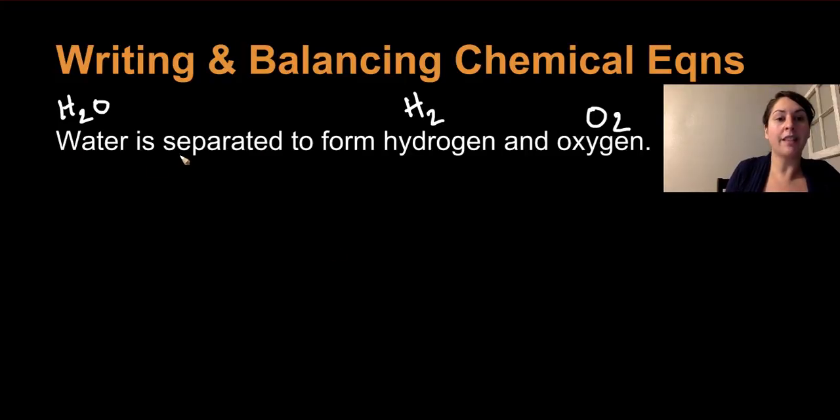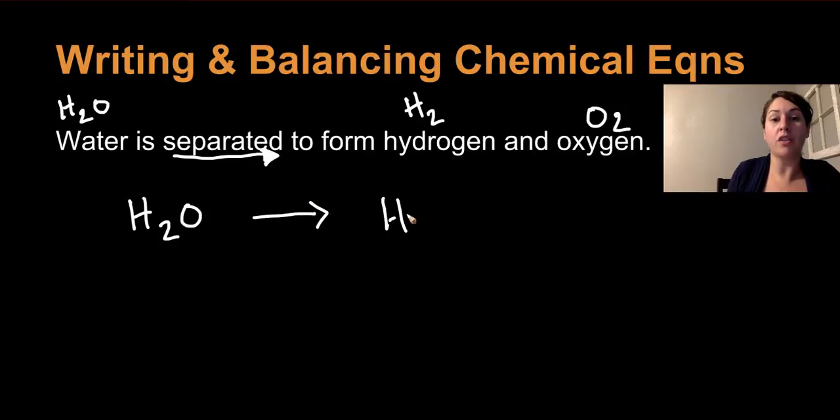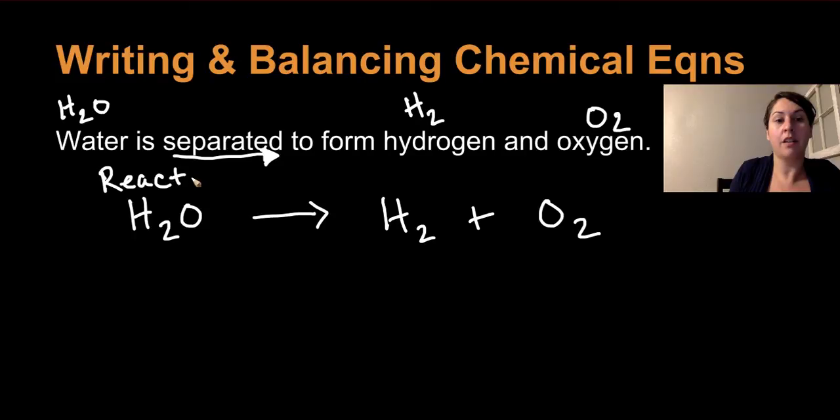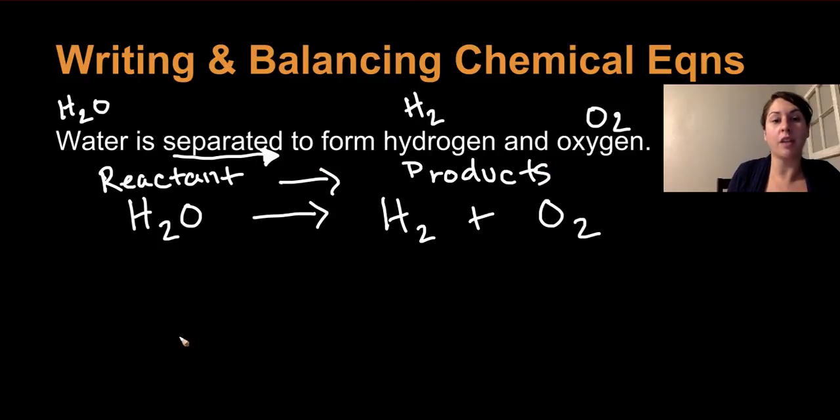Now, it's separated. This is that arrow, okay? So there's different words that can represent that arrow. So I'm going to write H2O is separated or is changed to form H2 and O2. So we see that this is now going to be my reactant, and both of these are our products, and we're separating them with that arrow. So just keep that in mind.